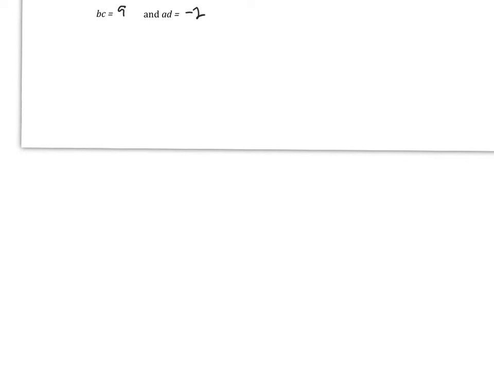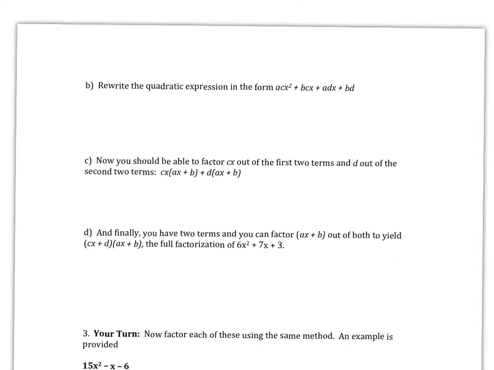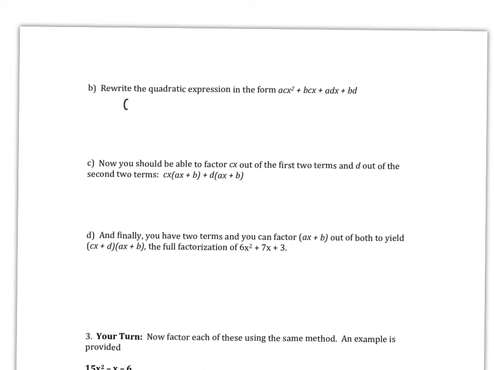Okay, so as we continue with this, we can now rewrite this whole thing as acx squared plus bcx plus adx plus bd. And so that means that we can rewrite this as 6x squared minus 9x plus 2x minus 3.